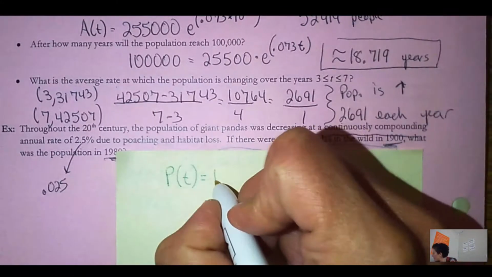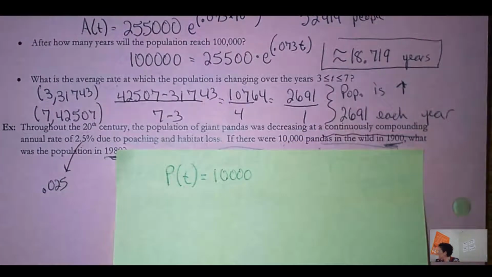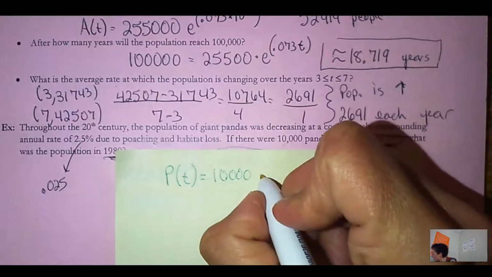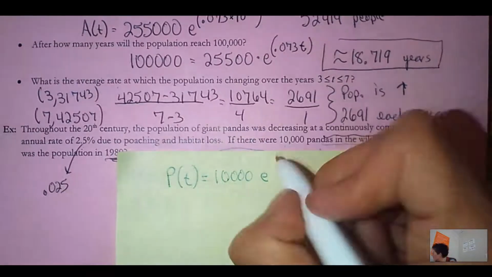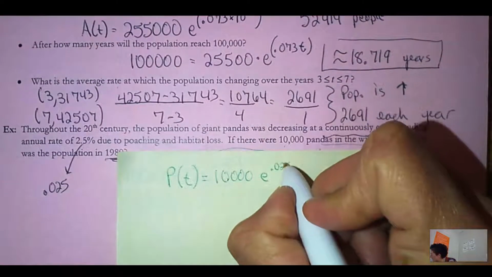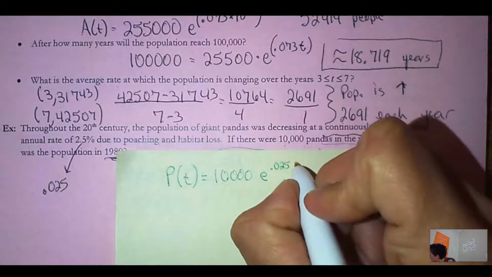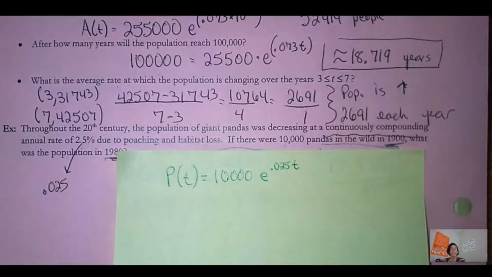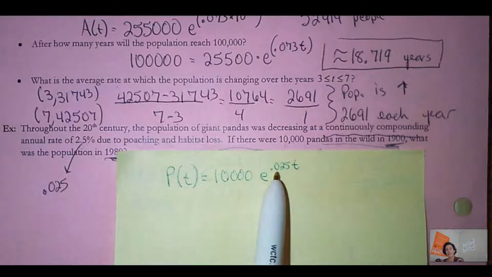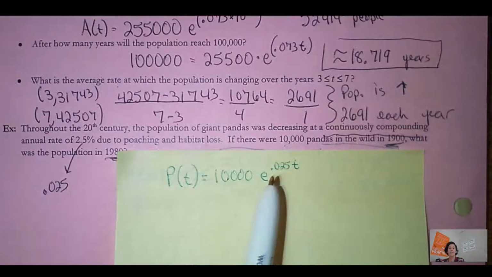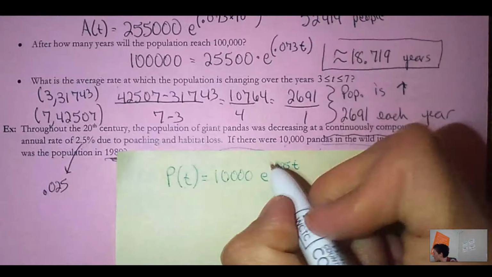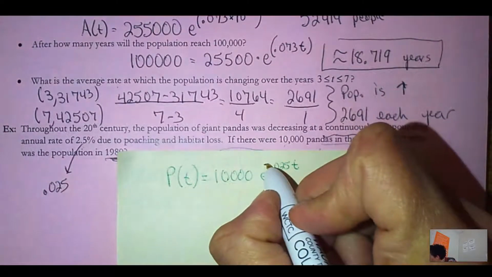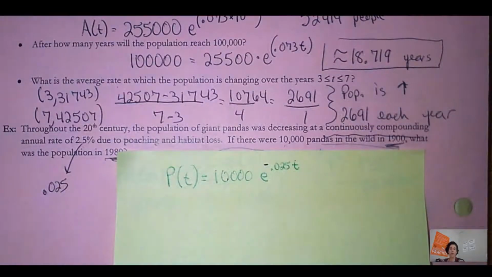So my beginning amount is 10,000. It did say compounding continuously, so I'll put that E in there. And then for my R and T, I do want to put the 0.025 and T for time. But what's going to happen is if I leave this as 0.025, it's going to assume that the population is growing. So to show it being decay, what I have to do is take a negative and put it right in front of that rate so it knows it's going down.